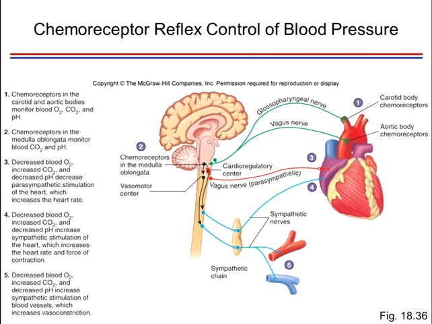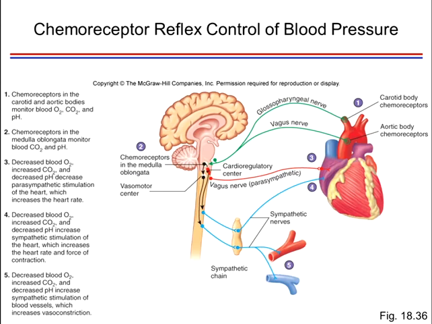Let's look at the chemoreceptors. Notice that the same characters are involved. You have the glossopharyngeal nerve and the vagus nerve, both detecting the aortic and carotid bodies. They're sending the information to the cardioregulatory center. But what are the chemoreceptors looking for? Well, the peripheral chemoreceptors here are detecting oxygen levels.